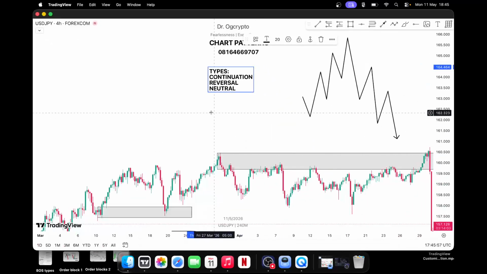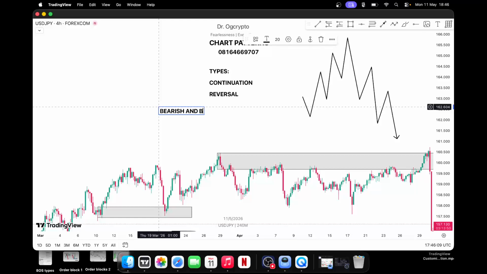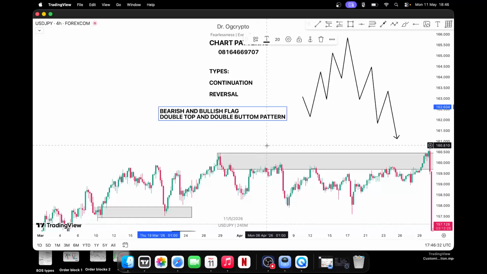So let me say it's just two. Bearish and bullish flag pattern, then double top and double bottom pattern. So these are just the ones that you should concern yourself with. You understand? All other ones, disregard it.